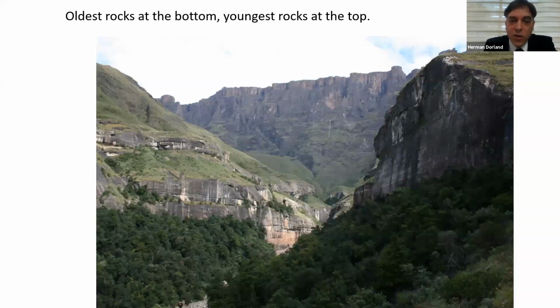So just something on geology. This is the Drakensberg Mountains. You have the sandstones at the bottom and then the lavas at the top. And the sandstones are older than the lavas. This is the geological relationship that we expect to see in a normal upright succession of sedimentary rocks and volcanics.